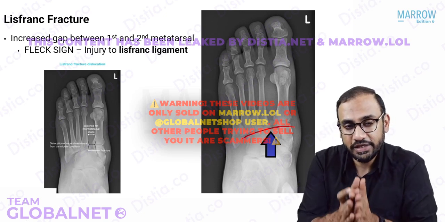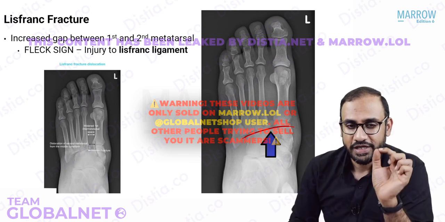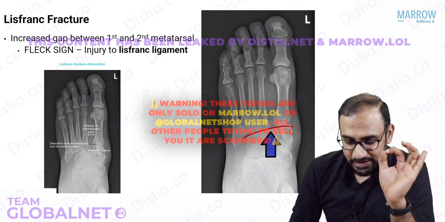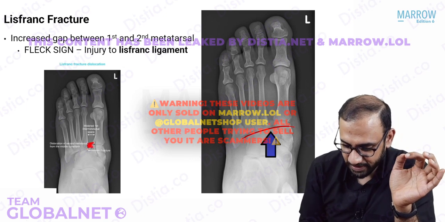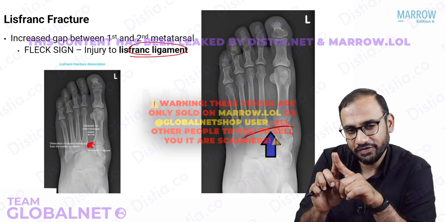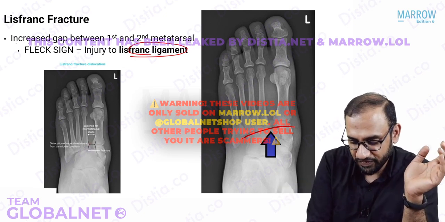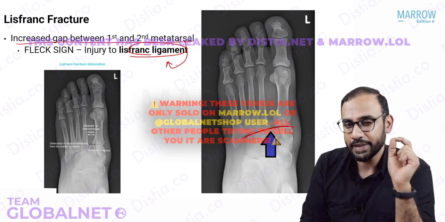But very importantly, remember Lisfranc's fracture, the characteristic thing that you're looking for is the injury to the Lisfranc's ligament. Now, what is Lisfranc's ligament? It is the ligament that holds the first and the second metatarsal together. If this ligament is injured, what happens? The gap between the first and the second metatarsal increases. That's it.